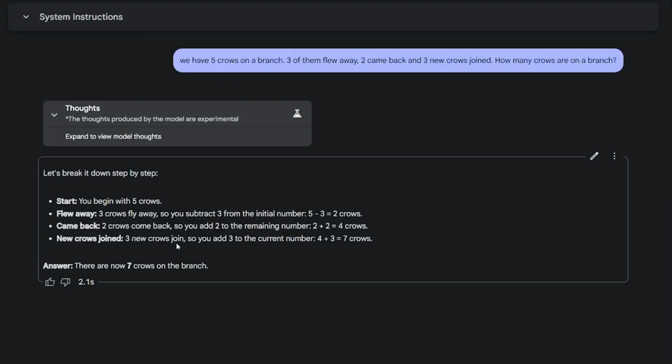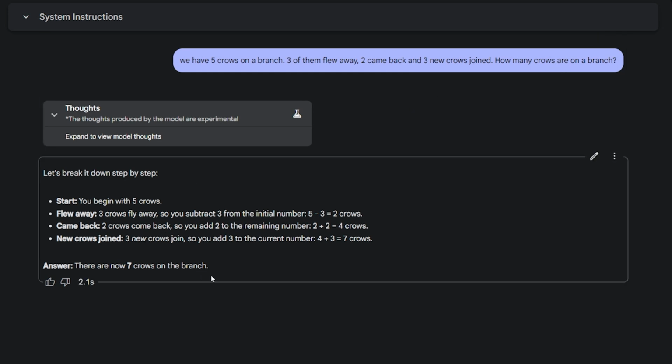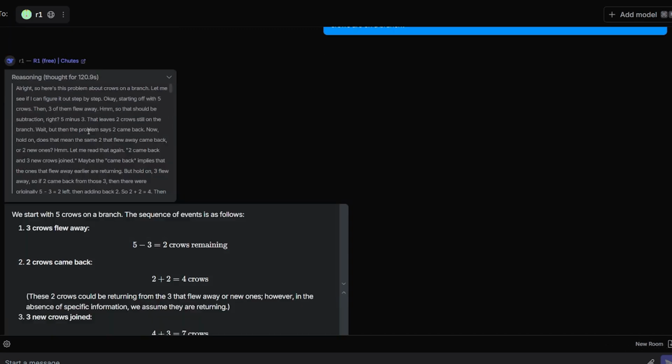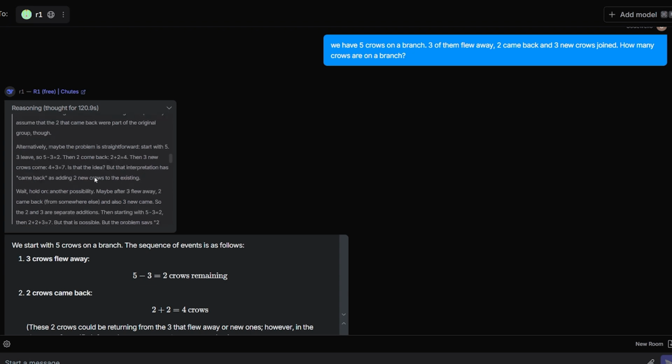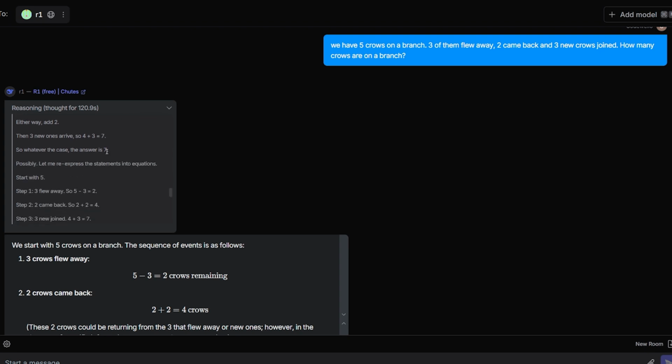For another easy question in logic and reasoning, we have 5 crows on the branch. 3 of them flew away, 2 came back, and 3 new crows joined. How many crows are on the branch? The correct answer should be 7, and we got it correct from Gemini. DeepSeek also got it correct, of course, it's an easy question for it, but I noticed it's doubting itself a lot. It reached the correct answer halfway through thinking, but for some reason it needed to confirm multiple times that 7 is the correct answer.